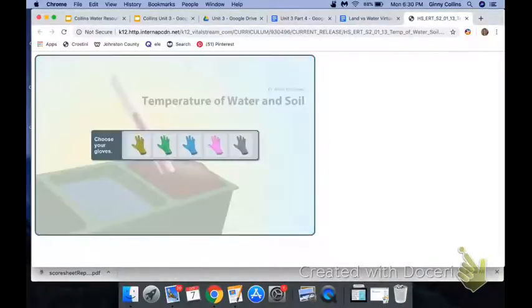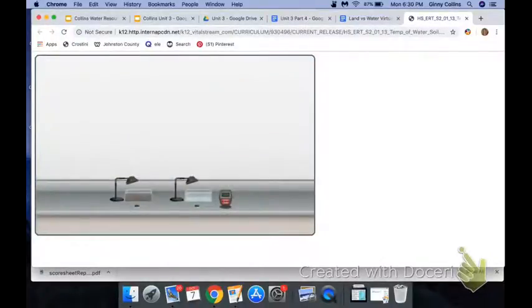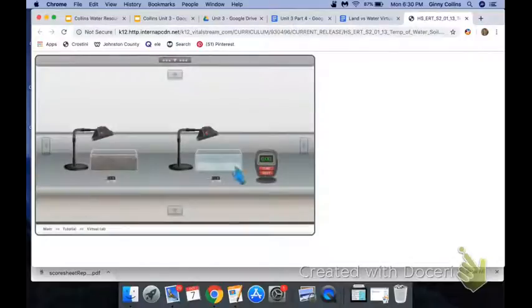Very simple, but pay attention. You get to pick any color glove you want. Well, blue is my favorite color, so I'm going to go with blue. And it's fun, putting the gloves on, loading the lab, and then we get to start. So here we have 2 heat lamps set up, and under each lamp is either a bucket of dirt, which represents land, or a bucket of water.